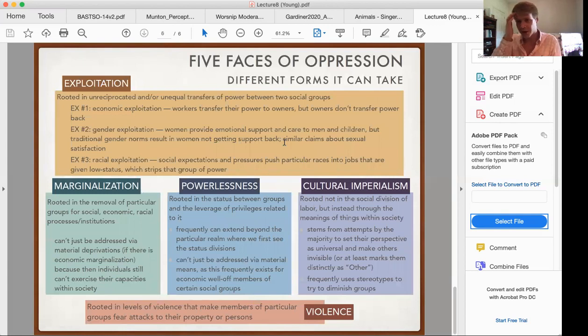Okay. So now we can talk about what she says are the 5 faces of oppression. And these 5 faces of oppression always deal with social groups. They don't deal with individuals, right? We can think of an individual being oppressed in some sense, but it's in virtue of membership in some group, a social group, right?